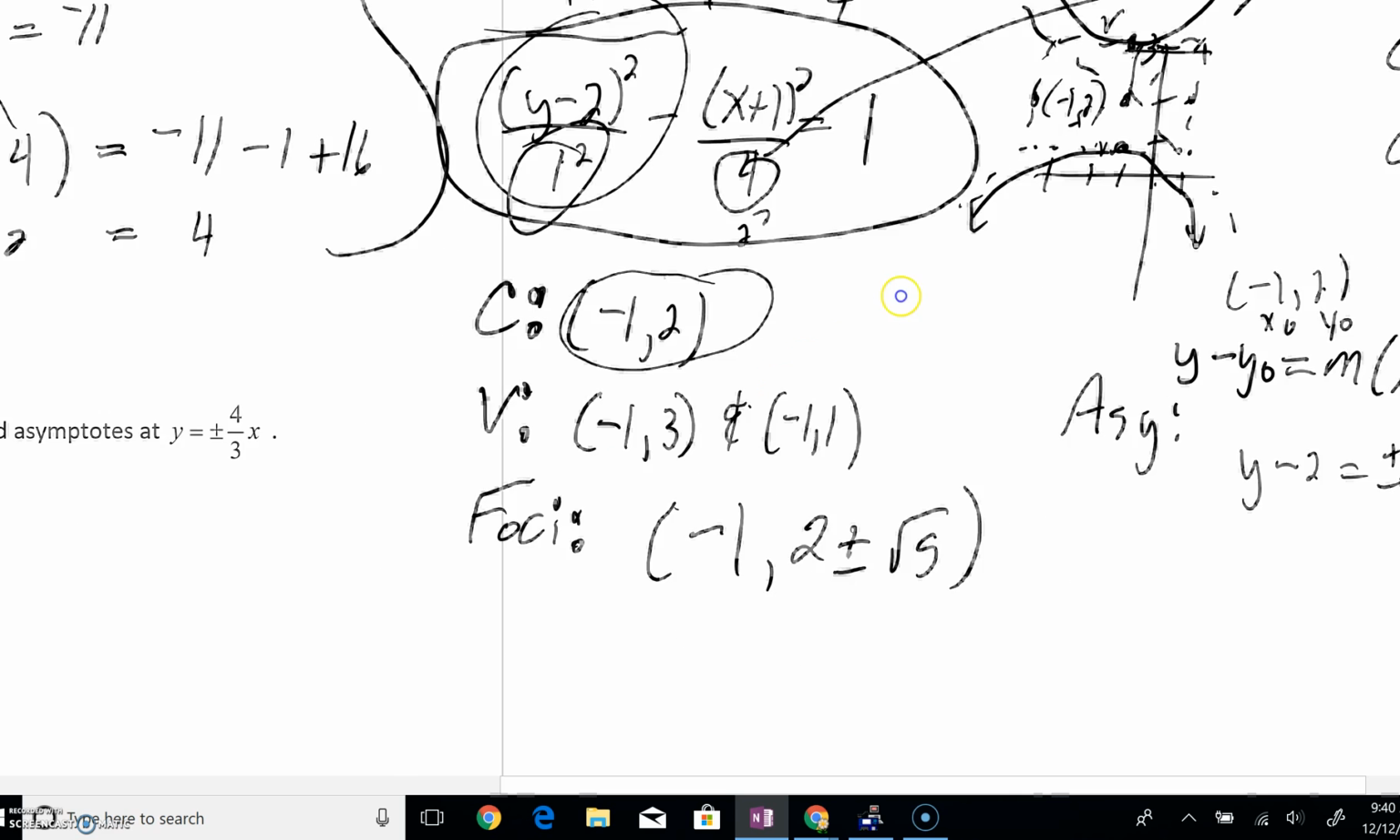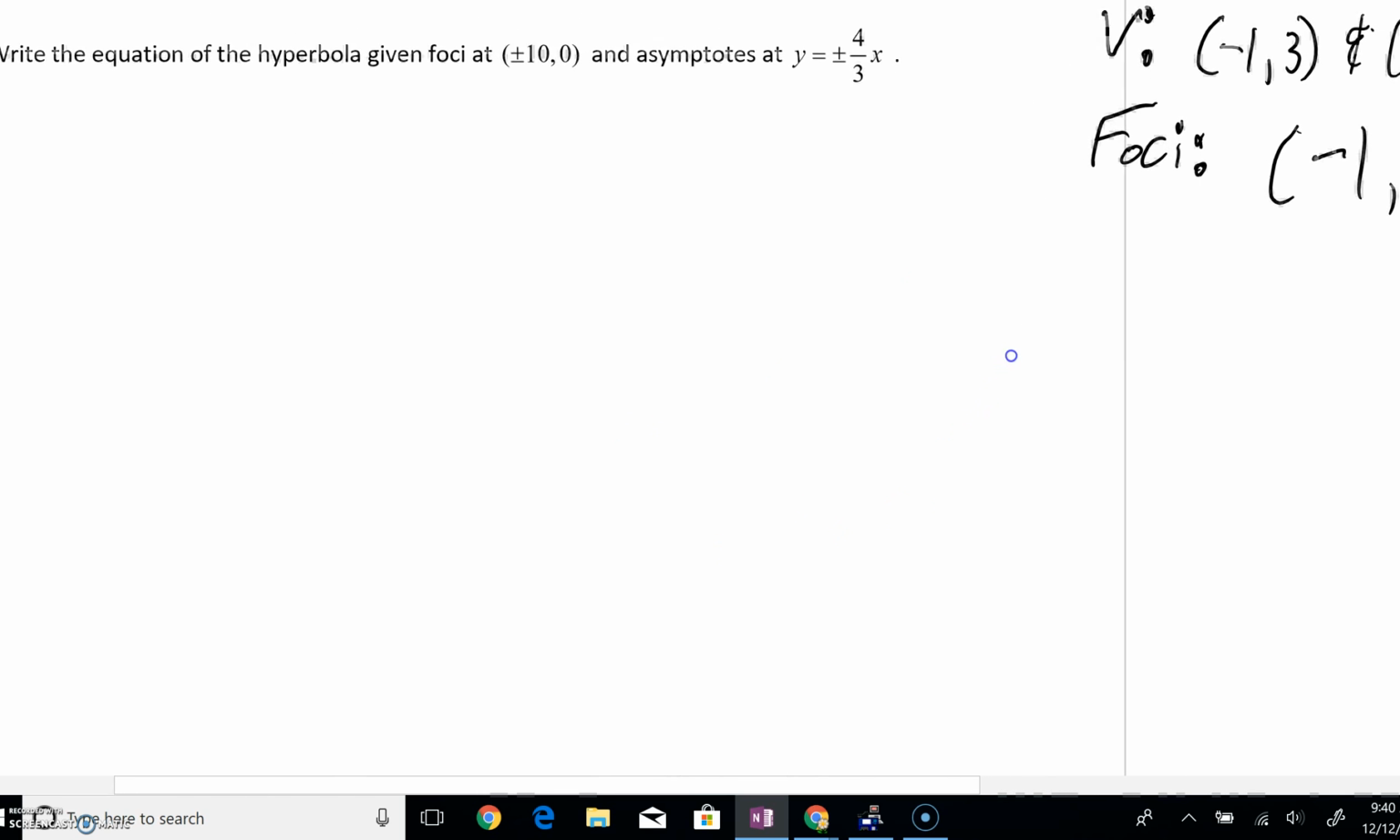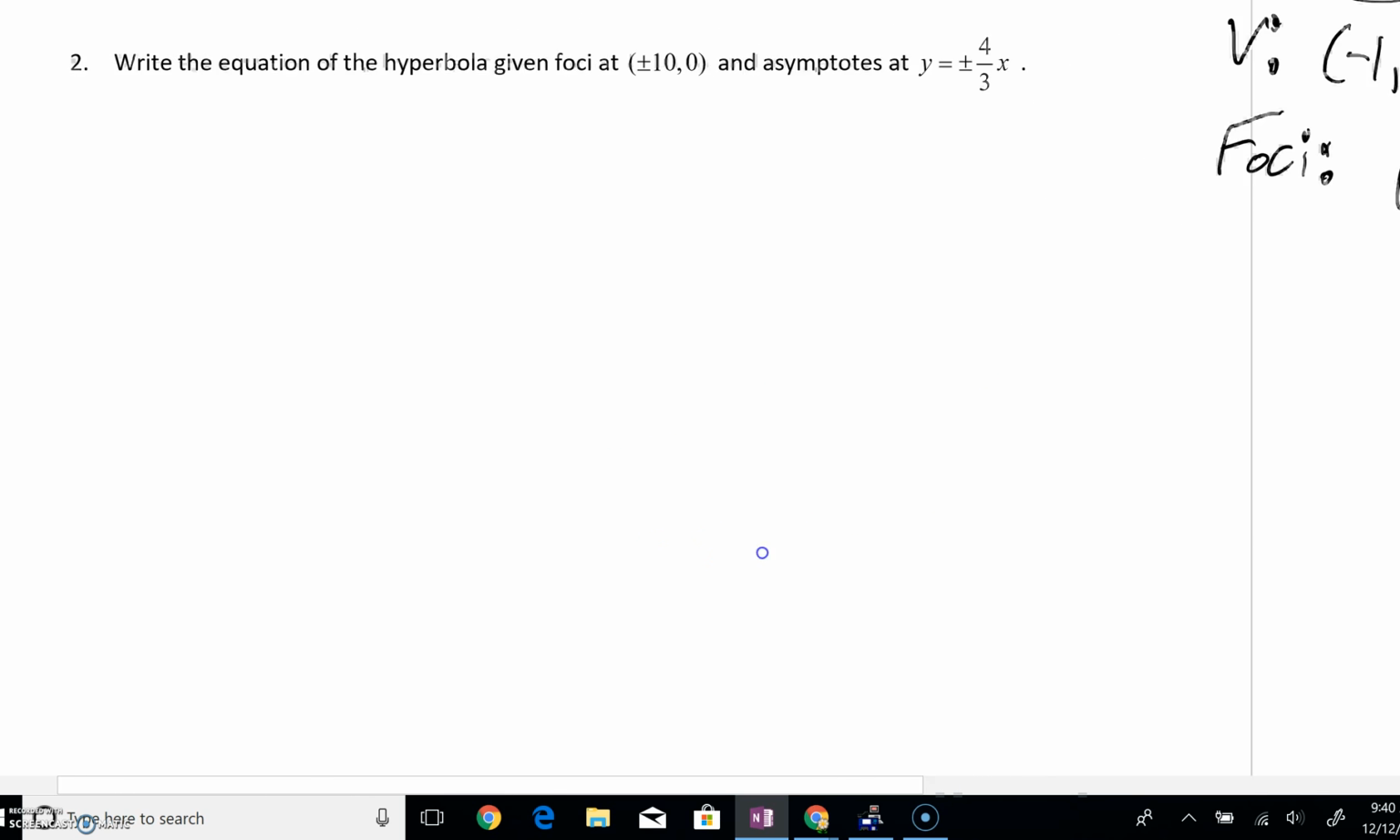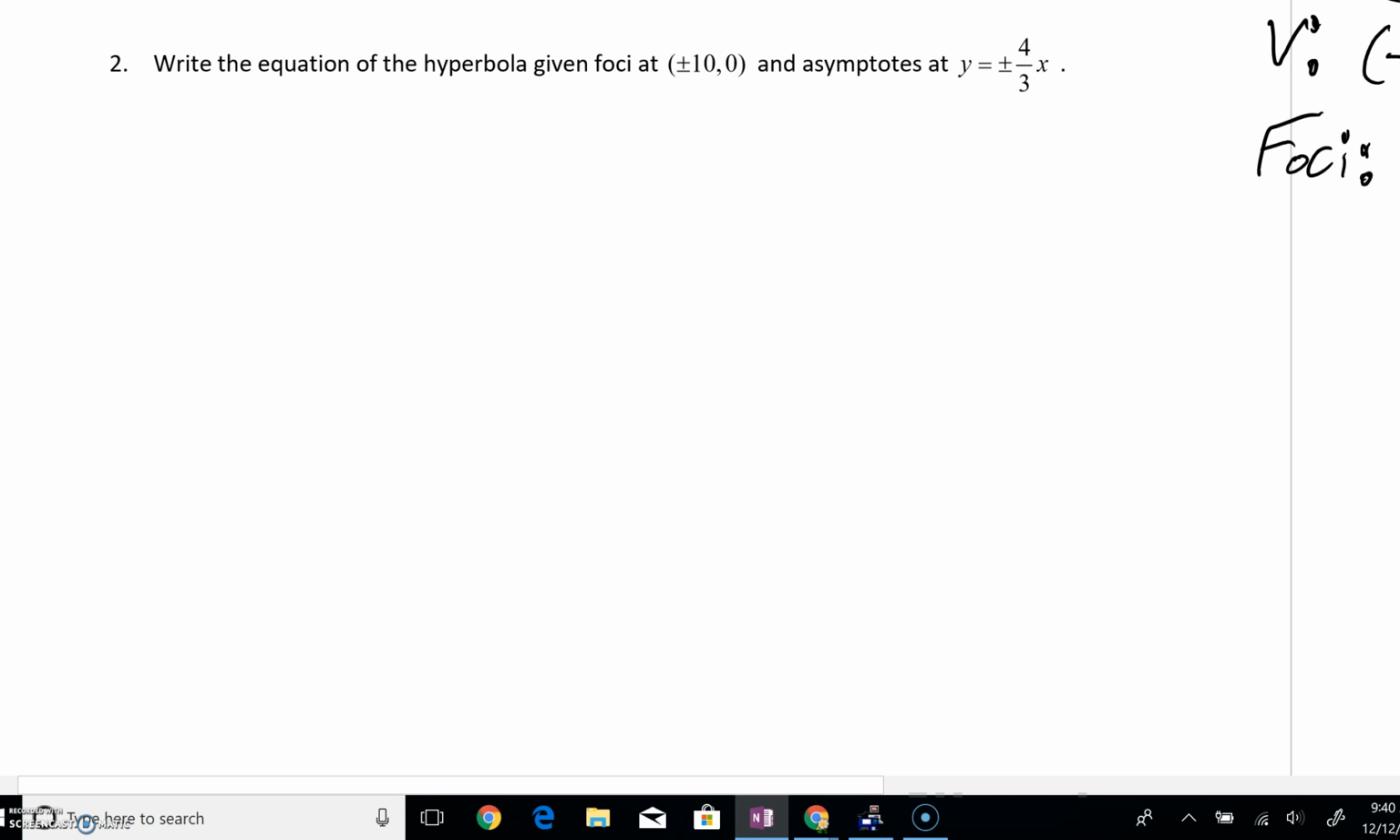All right. Last problem. Write the equation of the hyperbola with foci at plus or minus 10, 0, and asymptotes at plus or minus 4/3 x. Please watch out. Please watch out. This is where we have to be exceptionally careful.